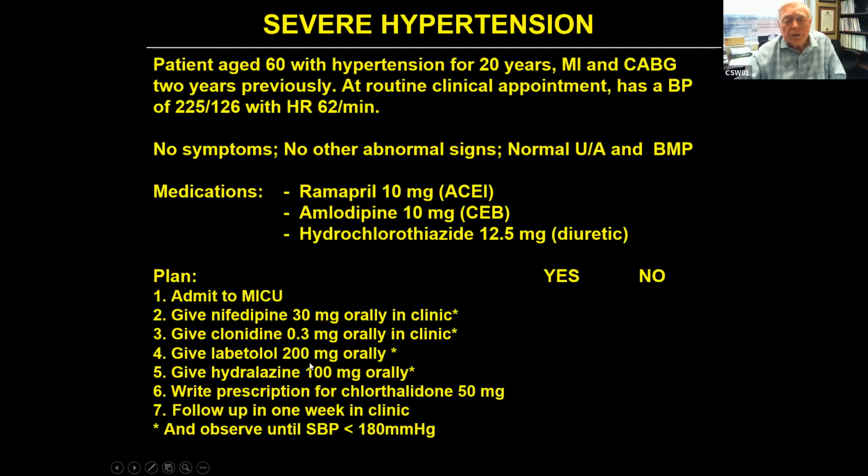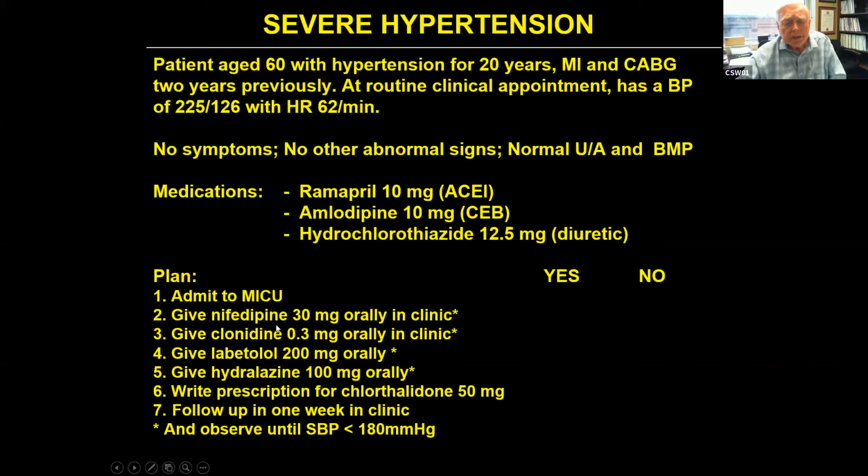Would you choose labetalol, which is a combined alpha-beta blocker, in a reasonable dose? Would you choose hydralazine, a direct-acting vasodilator, in a fairly high dose? Would you write a prescription for chlorthalidone 50 milligrams in place of hydrochlorothiazide 12.5 milligrams? Would you follow up in 1 week in the clinic? Here we would expect to follow this patient in the clinic until his blood pressure comes down to a level that's a little closer to normal, say 180 millimeters of systolic.